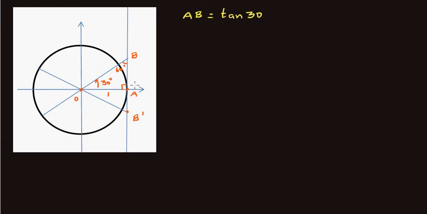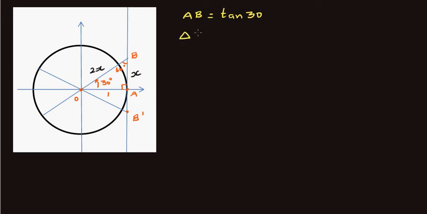We know in a right angle triangle, if an angle measures 30 degrees, the side opposite to it is always half the hypotenuse. So let me use black. If this AB is x, this is going to be 2x. And that's what we have proved, that sine 30 is half, because sine is opposite over hypotenuse. So this is a right angle triangle.